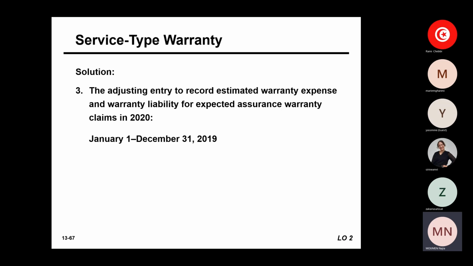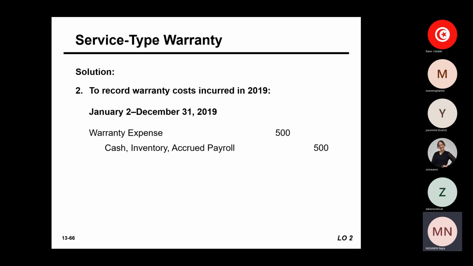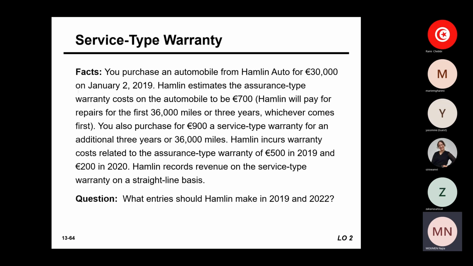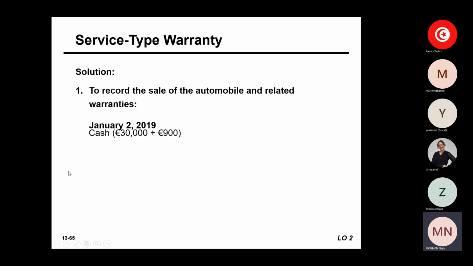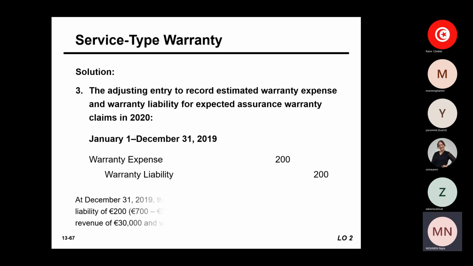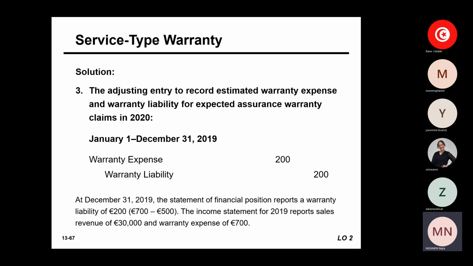So here we have expected assurance warranty. We incurred 500 and 200 in 2020, so we should record warranty liability for 200 here. That's the adjusting entry. So here we have to debit warranty expense and credit warranty liability for 200. That's of course, at December 31, 2019, where I have only warranty liability for 200.